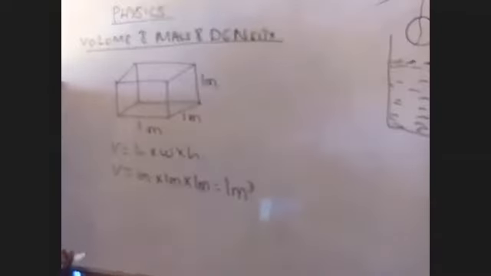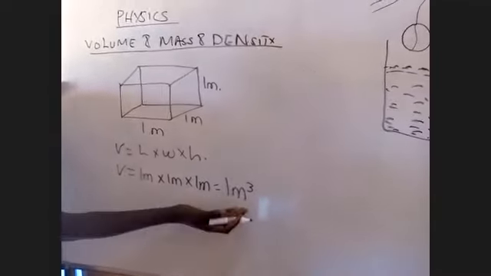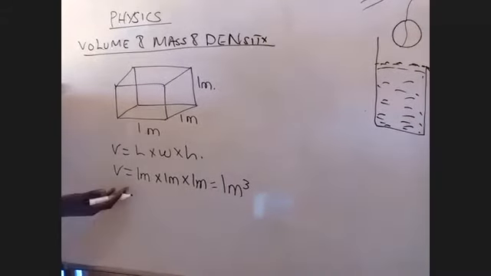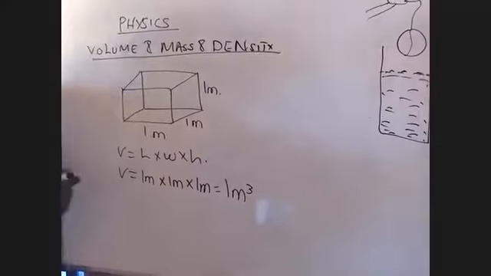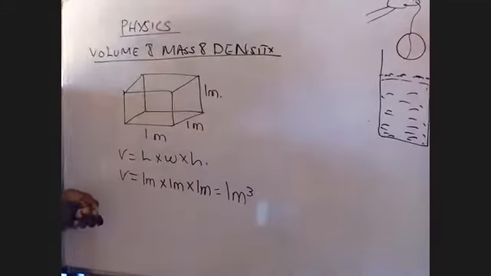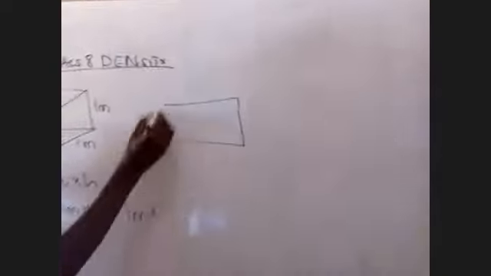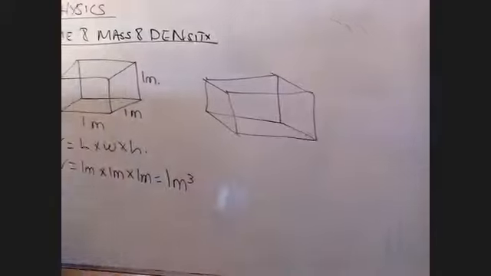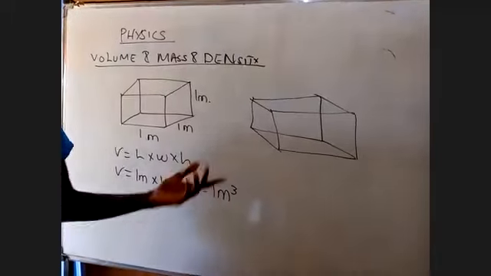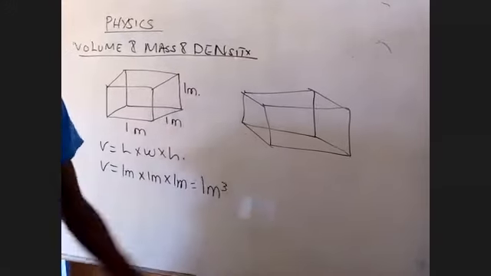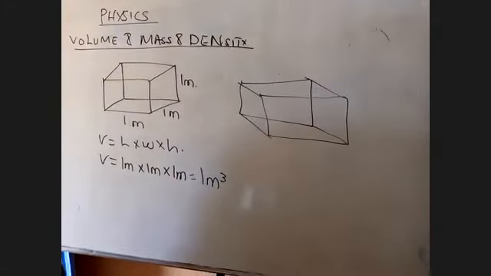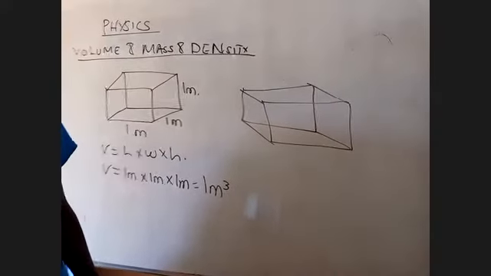Then, after we've calculated the volume of this cube and found out that it is 1 cubic meter, we are going to draw the same cube, but now change its measurement. So the same cube, I'm transferring it here. This is the same cube that we had, but now I want us to record the measurements in centimeters. So what will be the measurements in centimeters? Favor?